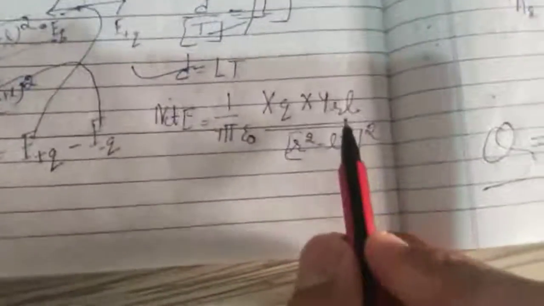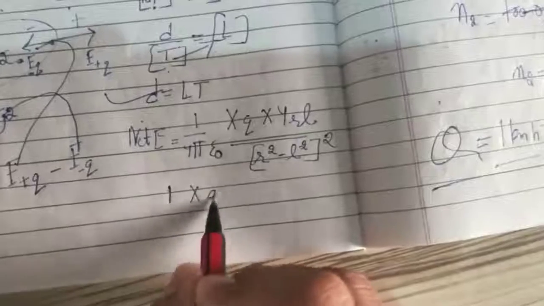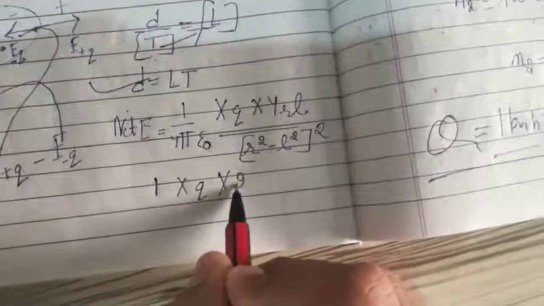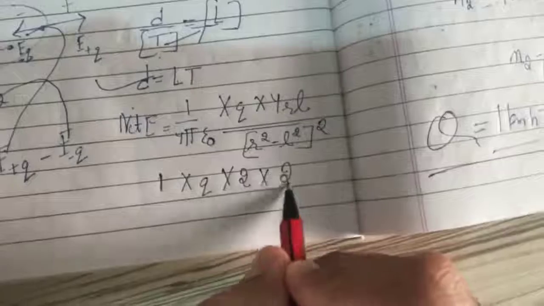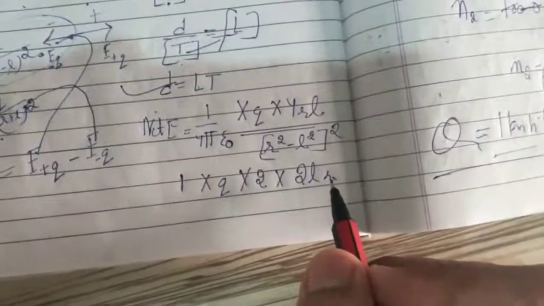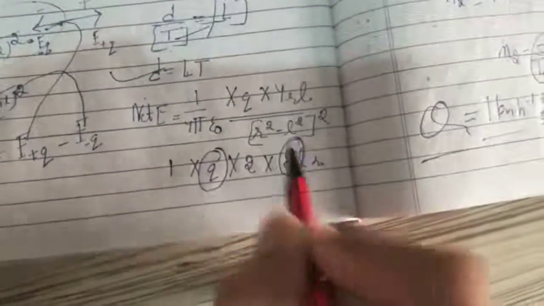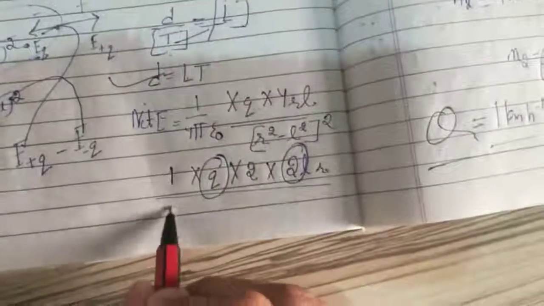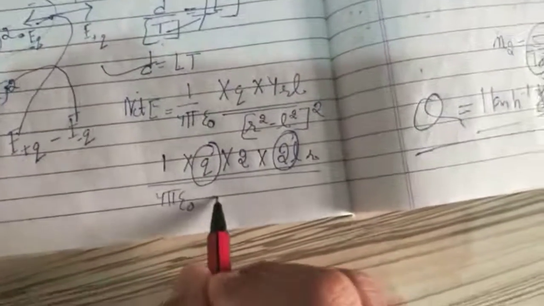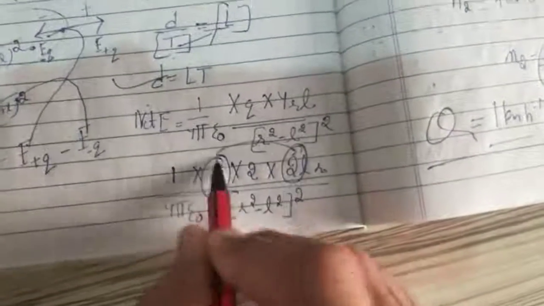So we will make some changes here. What changes are we going to make? You just change this thing: 1 into Q into, make it as 2 into 2L R. And what is this? Q into 2L, this is dipole moment. So 4 pi epsilon naught (R square minus L square) whole square. What is this? This is dipole moment.